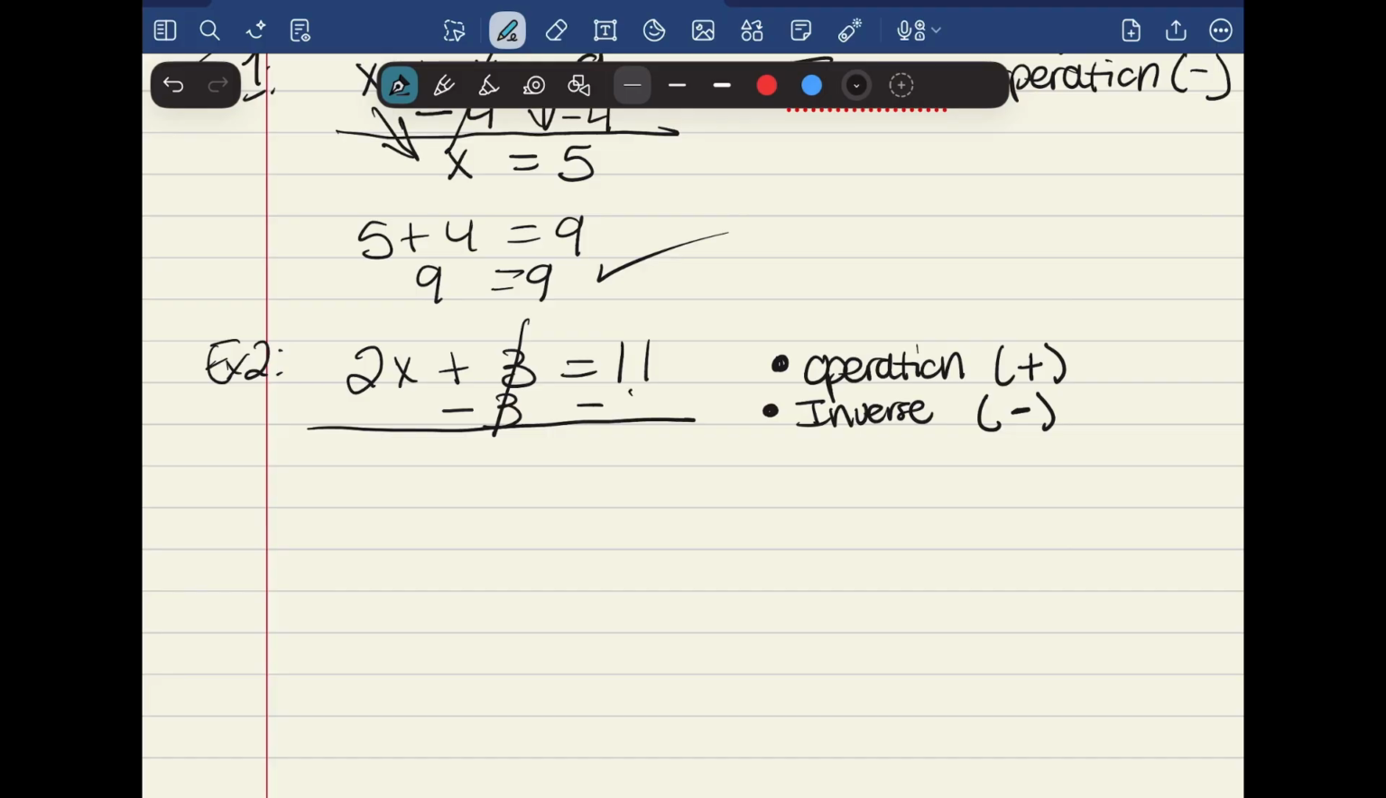To the other. Okay. So I'm going to bring my 2x down. Bring my equal sign down. And bring my 11 minus 3 down. So 11 minus 3, I know is 8. Now, I am again going to identify my operation.